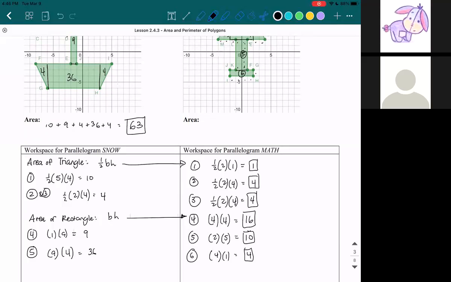So we had 6 sections and we found those 6 areas. Let's add up all the areas. Okay, on my calculator, I have 39.